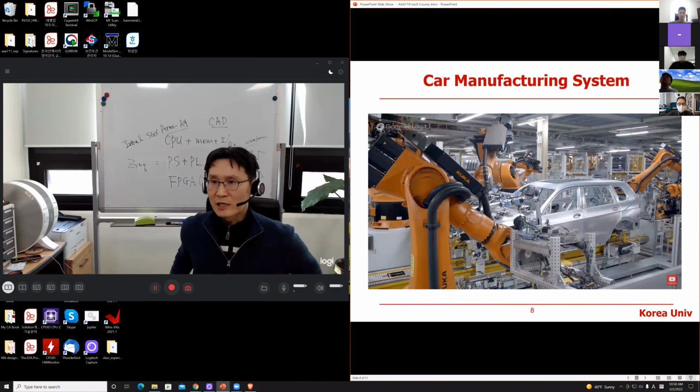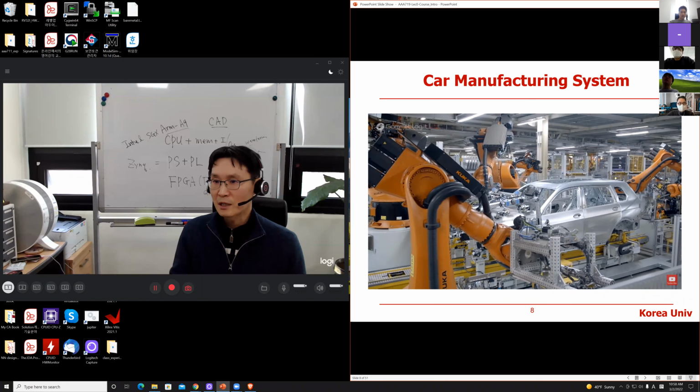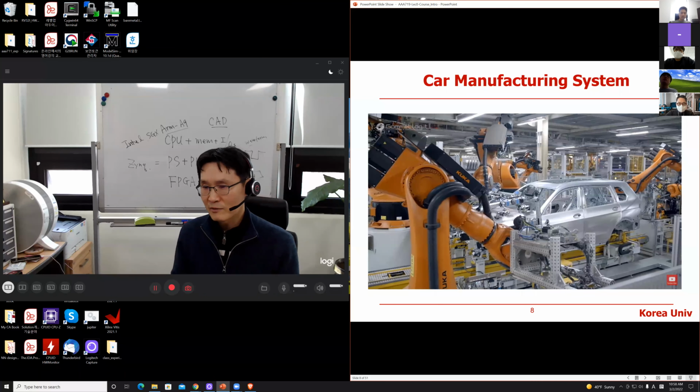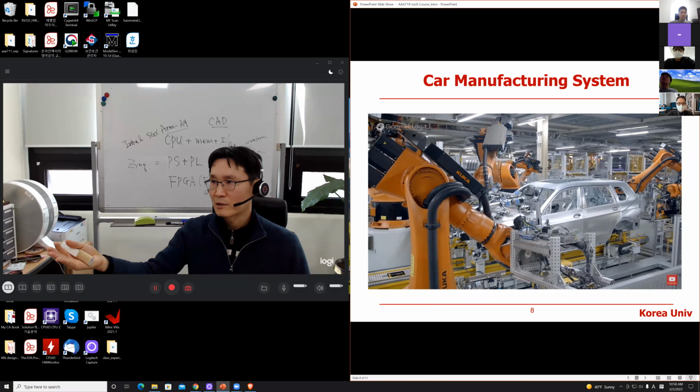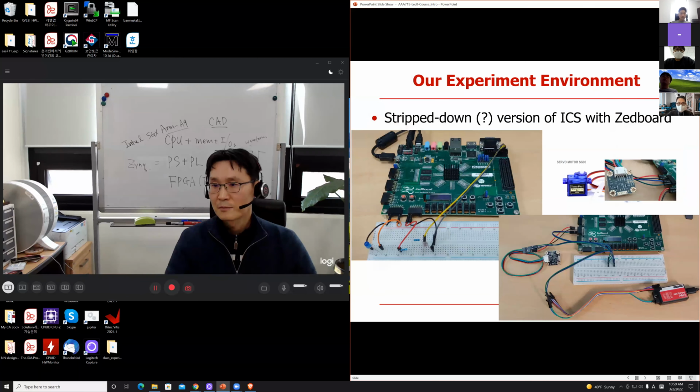So ICS, Industrial Control System, simply speaking, is a computer-controlled system, taking input from sensors, and based on the sensor input, you move things around. You turn on some machine, turn off the machine, increase the volume, decrease the volume, you fine-tune the water levels, and so on. So based on sensor input, you are driving the actuator.